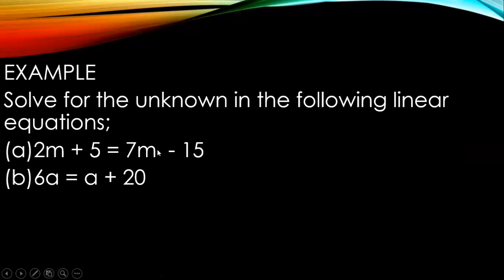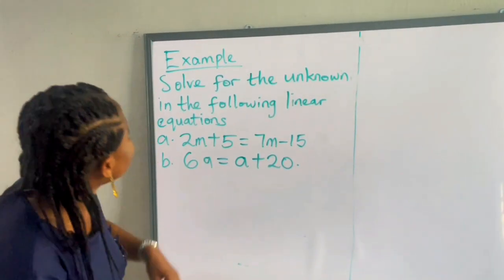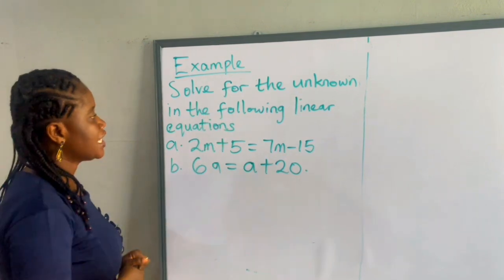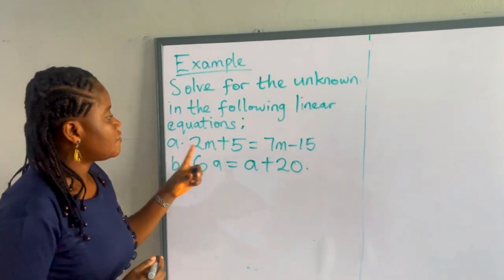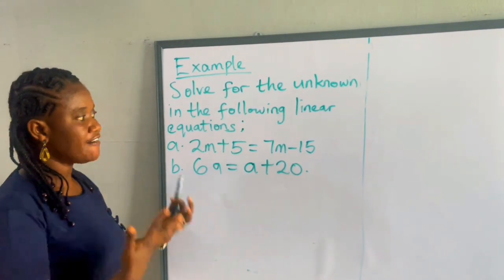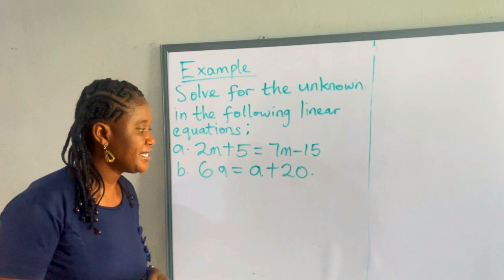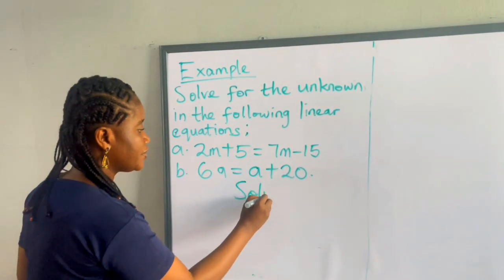So we have examples here. We have to solve for the unknown in the following linear equations. And then we have two questions for us to solve. 2m plus 5 equals 7m minus 15. And 6a equals a plus 20. And we are going to solve them now. The example says to solve for the unknown in the following linear equations. We have the first one, 2m plus 5 equals 7m minus 15, and then we have 6a equals a plus 20. So let's start with the first one.